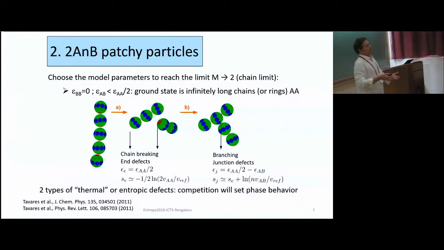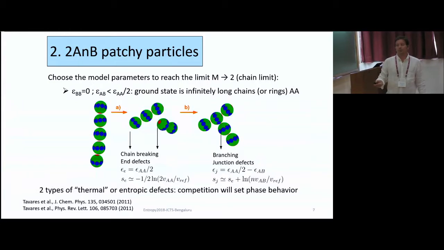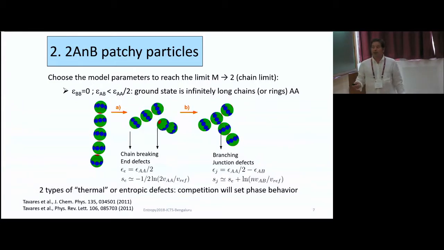And now you increase a little bit the temperature, you have temperature fluctuations, and mainly two things can happen in the first approximation. The first thing is that you can break a chain. So if you break a chain, your energy goes up by epsilon AA. But you create two defects that we also call the end defects, which are A patches that are not bonded. Okay? So each unbonded patch or end defect makes the energy grow by this amount.